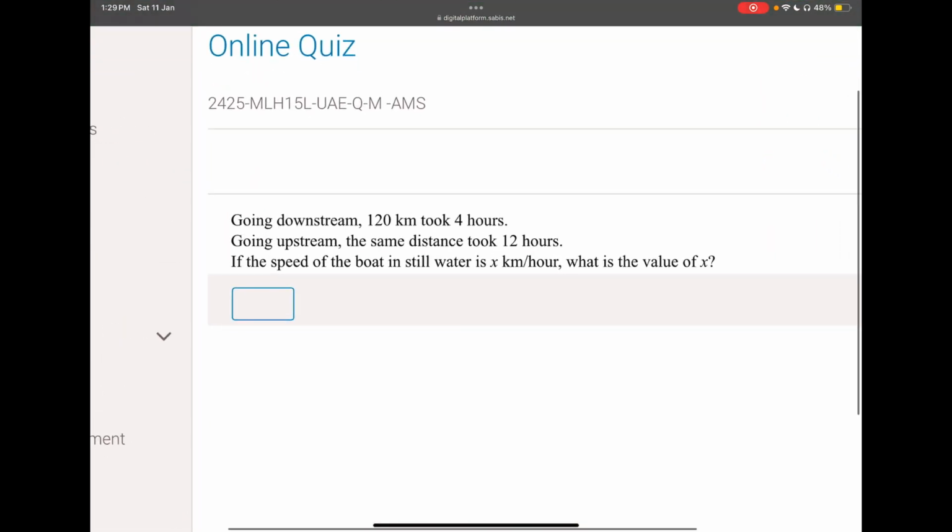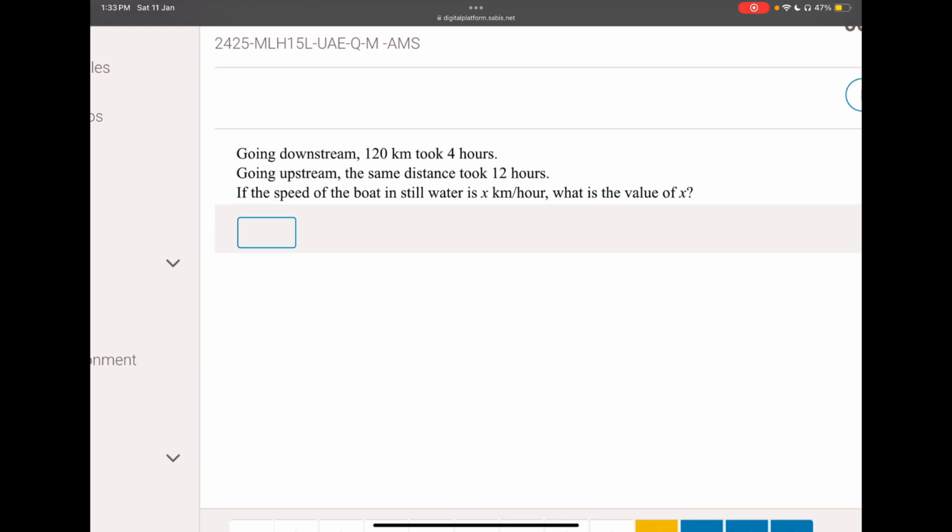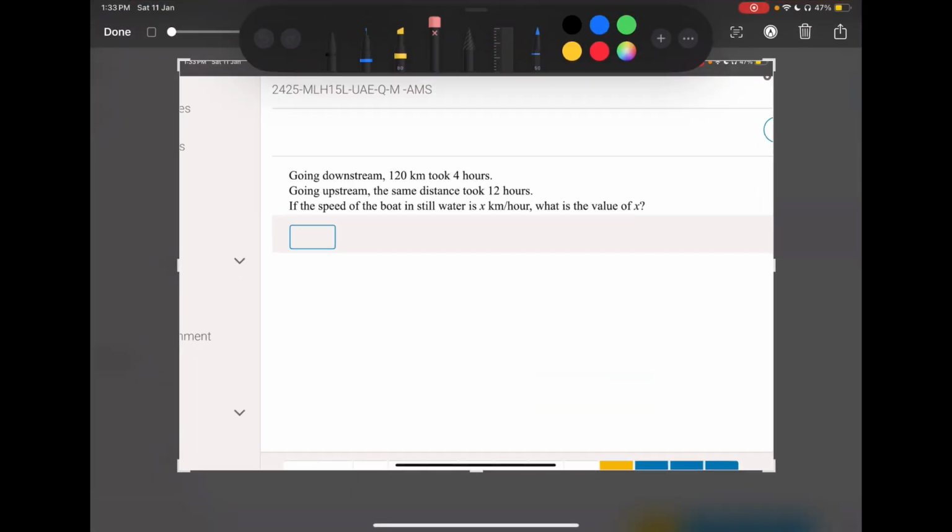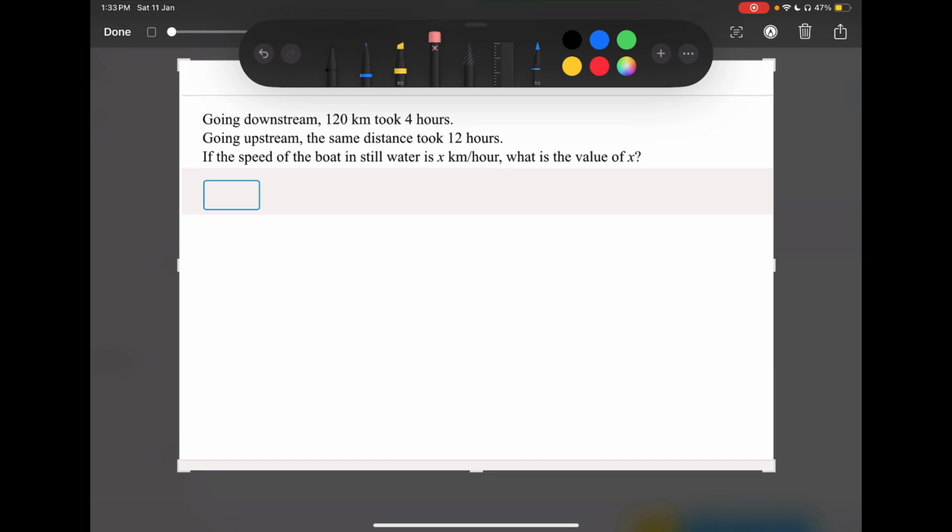Number 10. For this question, I need you guys to pay attention because this is also a bit tricky. Going downstream, 120 kilometers took 4 hours. Going upstream, the same distance took 12 hours. If the speed of the boat in still water is x kilometers per hour, what is the value of x? In this question, it's a bit complicated, but I'll solve it.